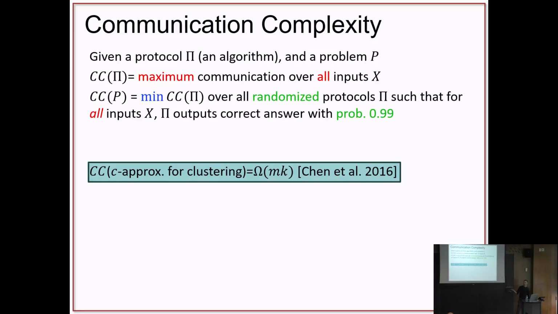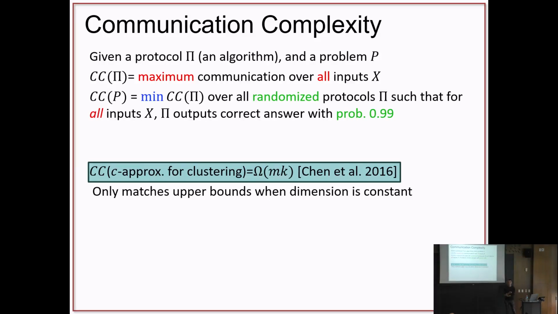So I mentioned this result many slides back, but it's already known that the communication complexity of computing any C approximation for any clustering objective is omega of m times k. So you need mk bits. Is there a dependence on C? No, there's no dependence on C. It's any constant approximation.